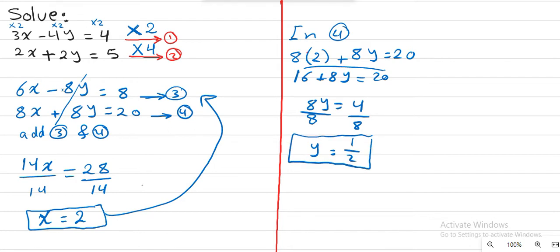So this is the value of x and this is the value of y. We can check our answer by putting x and y both at the same time in one equation. If we get the right hand side, so values of x and y are correct.